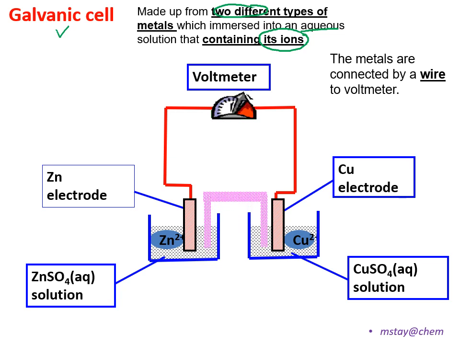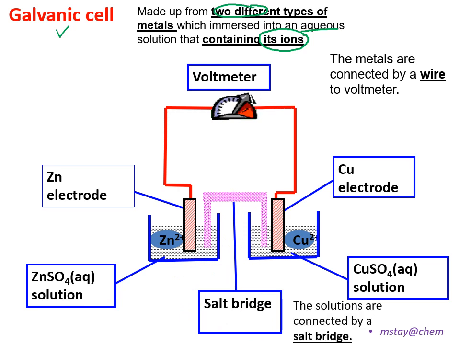And then the solutions will be connected by the salt bridge. Since we already mentioned just now, zinc will be the negative terminal, and it is the anode, and the anode will lose electrons. So the flow of electrons will be from the left hand side to the right hand side. This shows the movement of the electrons through the wire. And the needle of the voltmeter will deflect from left to right hand side.